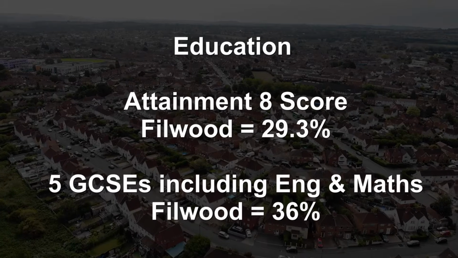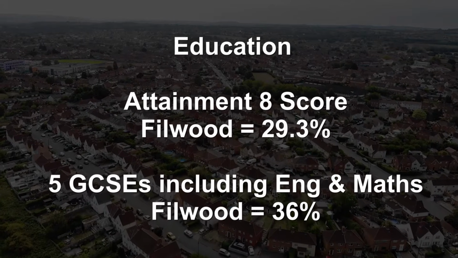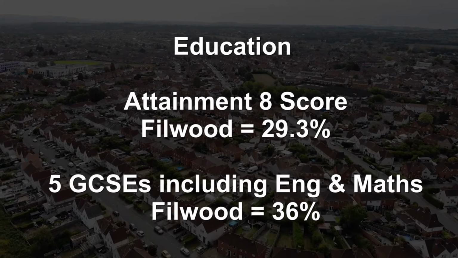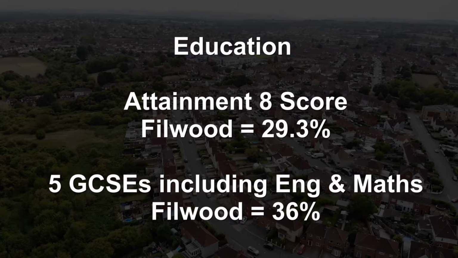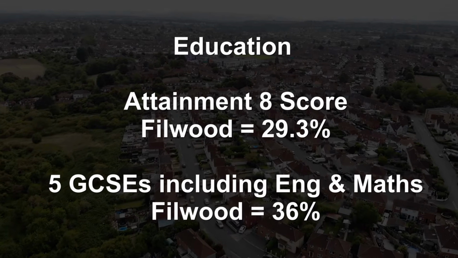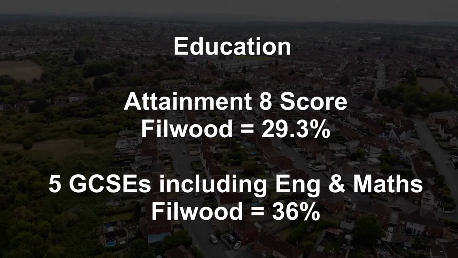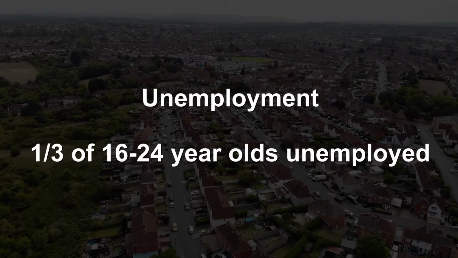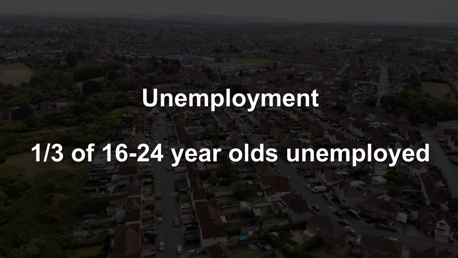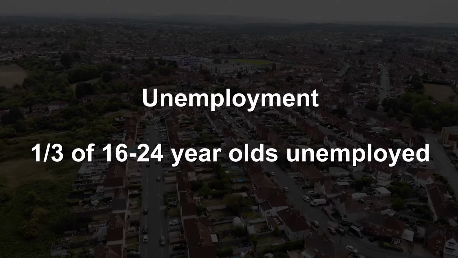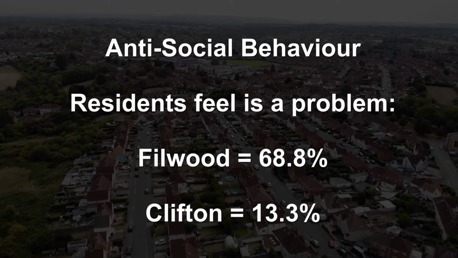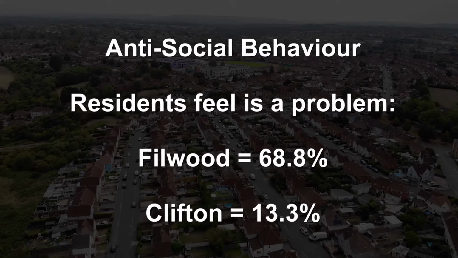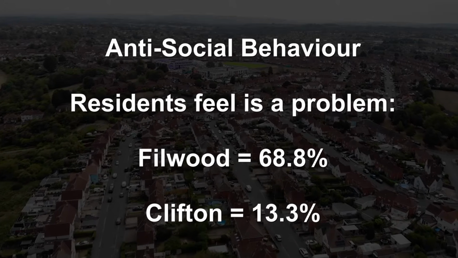When looking at educational performance, Attainment 8 and GCSE scores were considerably lower, with only 36% of students getting 5 GCSEs that included English and Maths. High levels of unemployment were seen in younger people, aged 16 to 24, as well as residents having a stronger perception that antisocial behaviour in the community was a major problem.